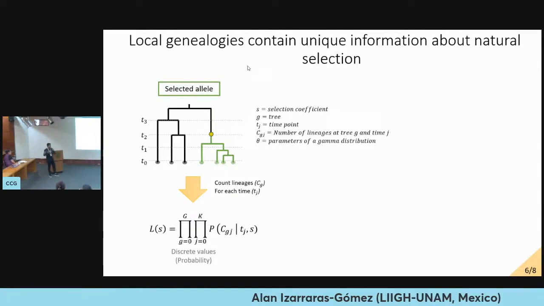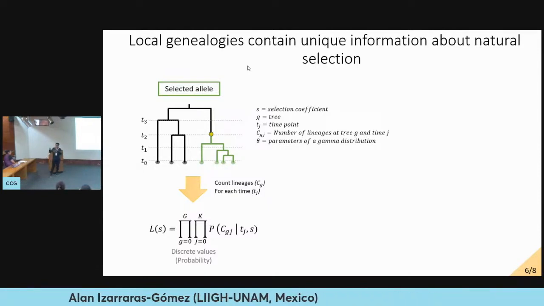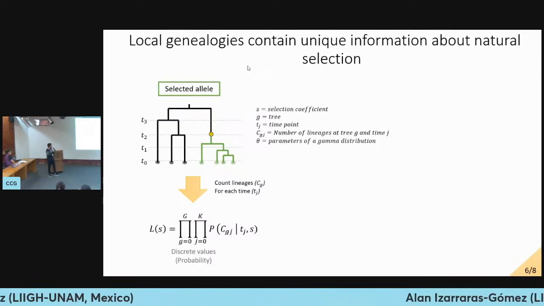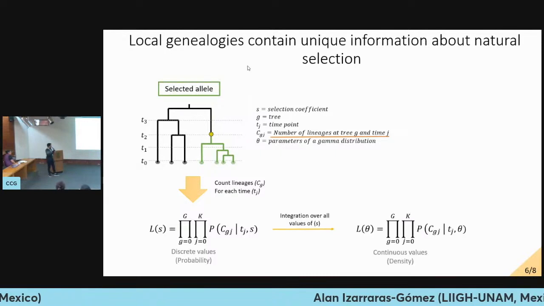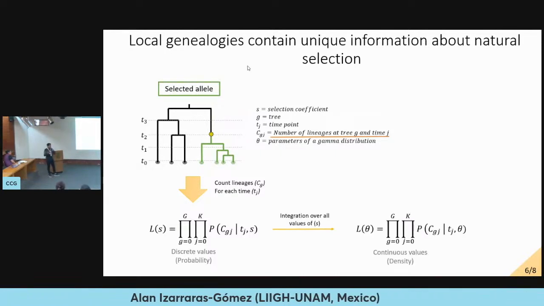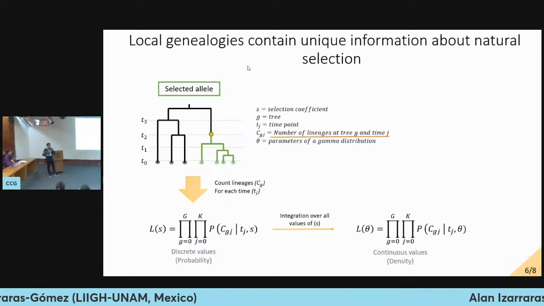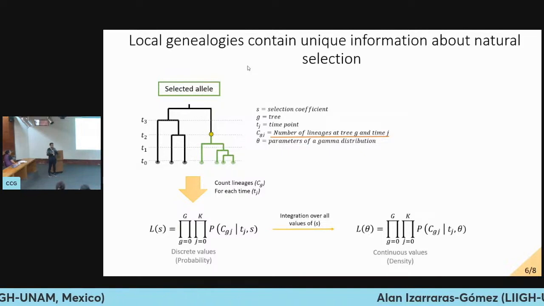So these are discrete values. But what we ultimately want to find is a distribution that explains the behavior of these selection coefficients, or of these effects. So after an integration step over all values of selection coefficients, we can find instead the parameters of a continuous distribution that explain the behavior of these selection coefficients.